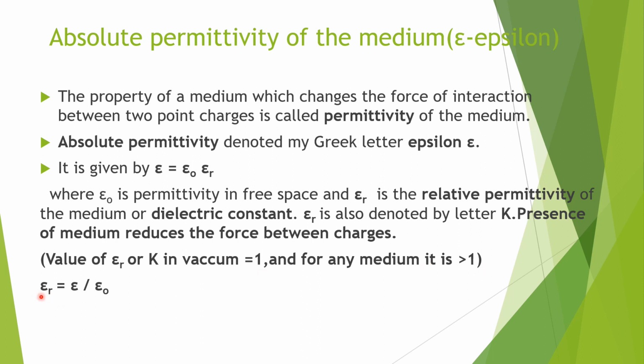Epsilon r is given based on this formula: epsilon is equal to epsilon naught into epsilon r. So we can write epsilon r is equal to epsilon divided by epsilon naught. Keep this formula in mind. This formula is important, and this term is also very important.